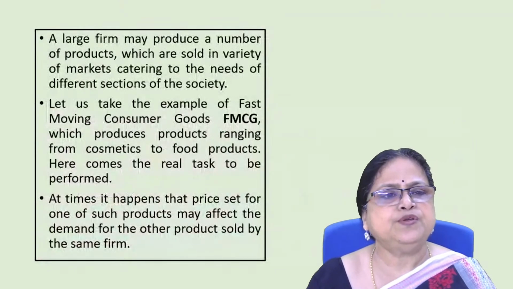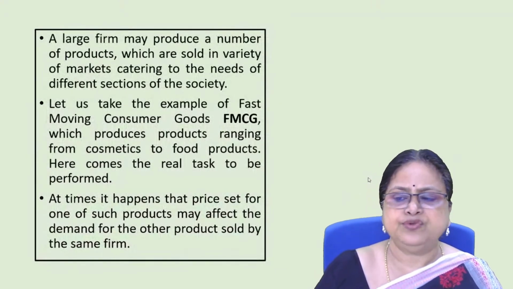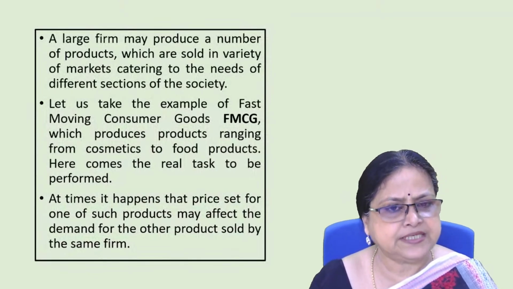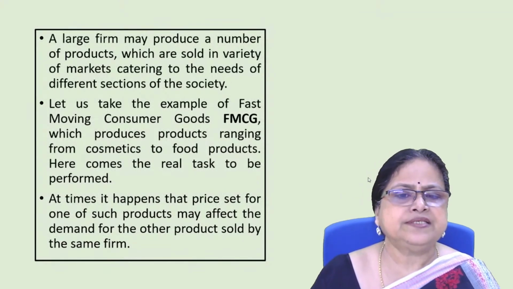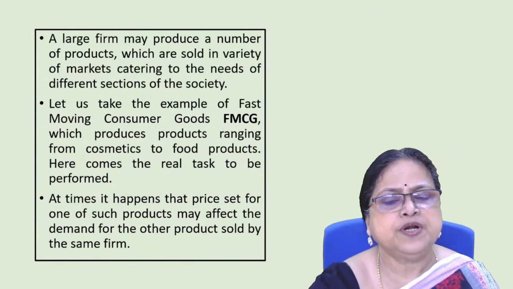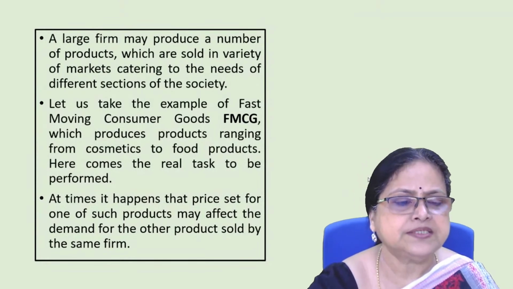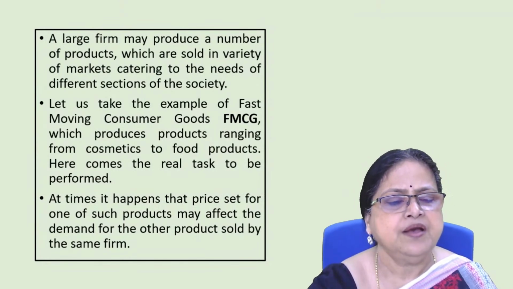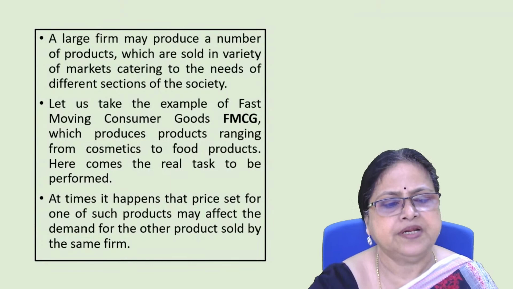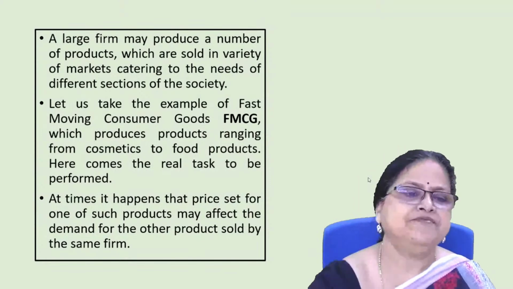A large firm may produce a number of products which are sold in a variety of markets catering to the needs of different sections of society. Let us take the example of fast moving consumer goods, FMCG, which produces products ranging from cosmetics to food products. Here comes the real task to be performed. At times, the price set for one such product may affect the demand for the other products sold by the same firm.